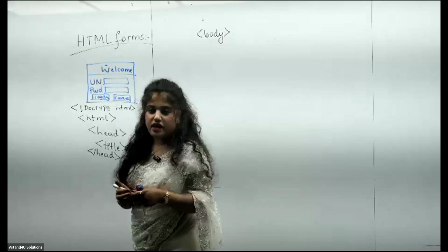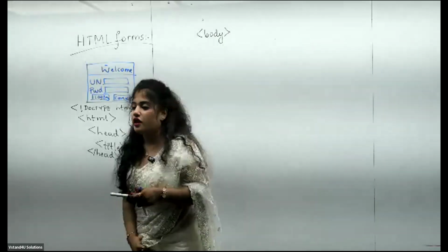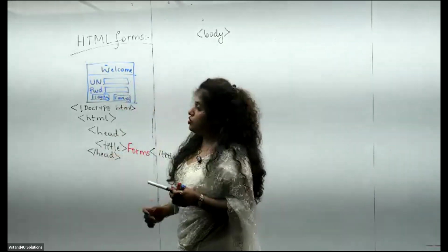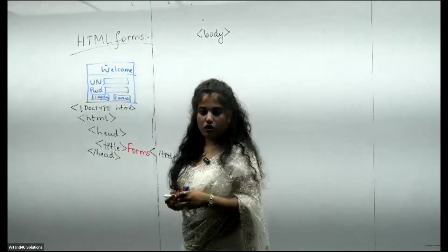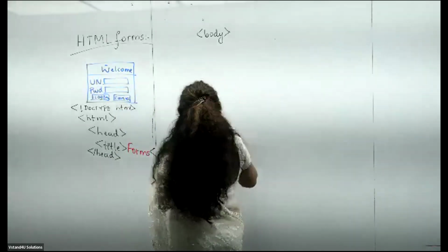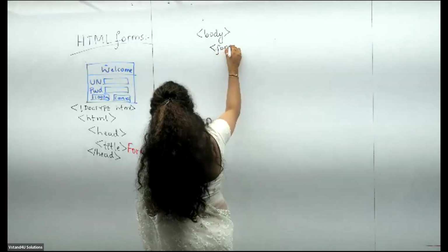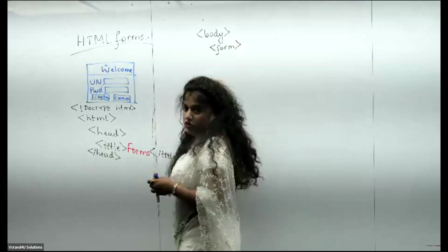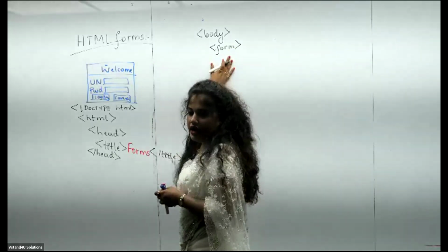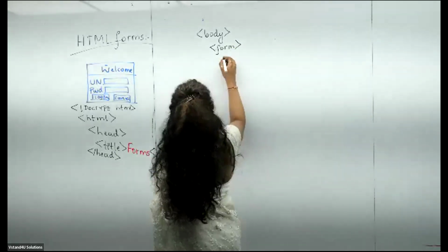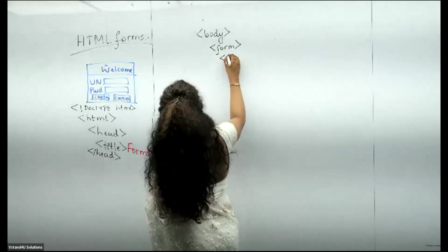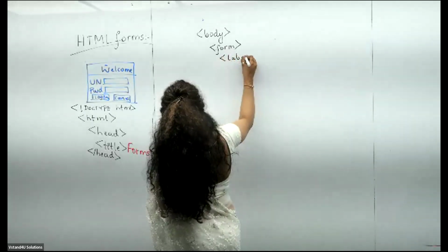So now inside this body tag, first of all, let me consider that I want to open this username. The tag name used for forms is form only. So this one you will use. And now I will be using something called label.